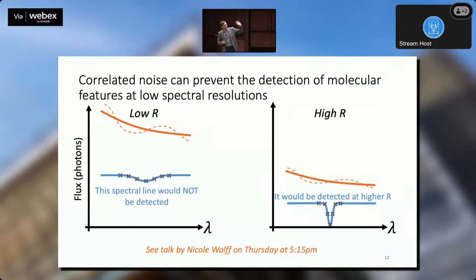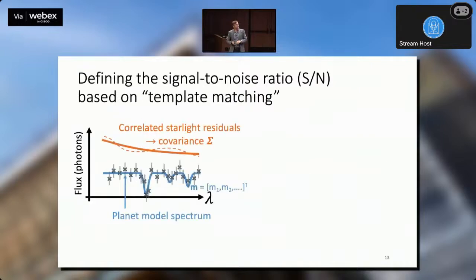And I just want to refer to a talk by Nicole Wolf on Thursday, who's going to dive a lot deeper into the problem of correlated noise, but I'll move on from here.